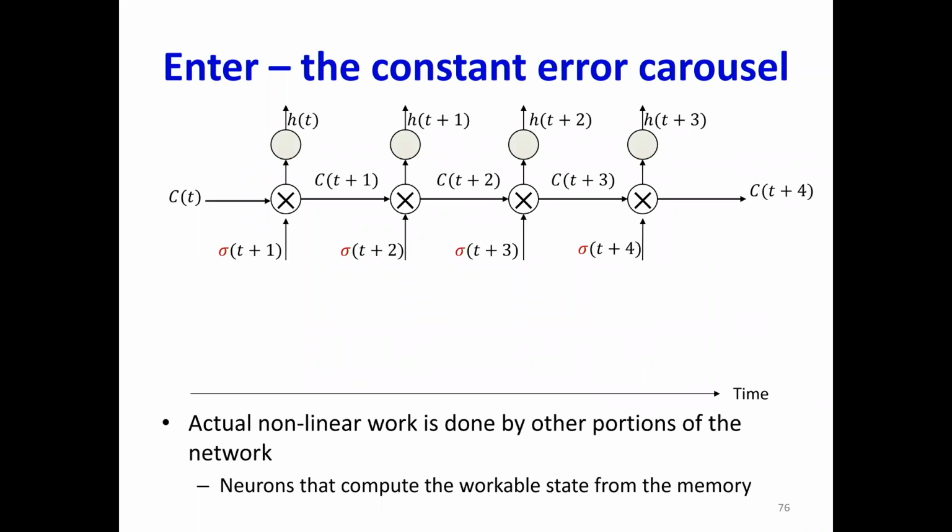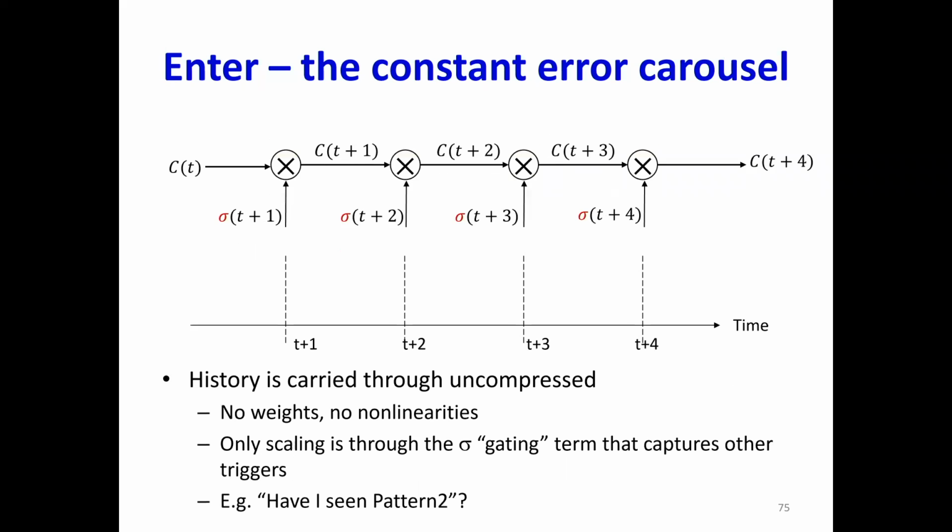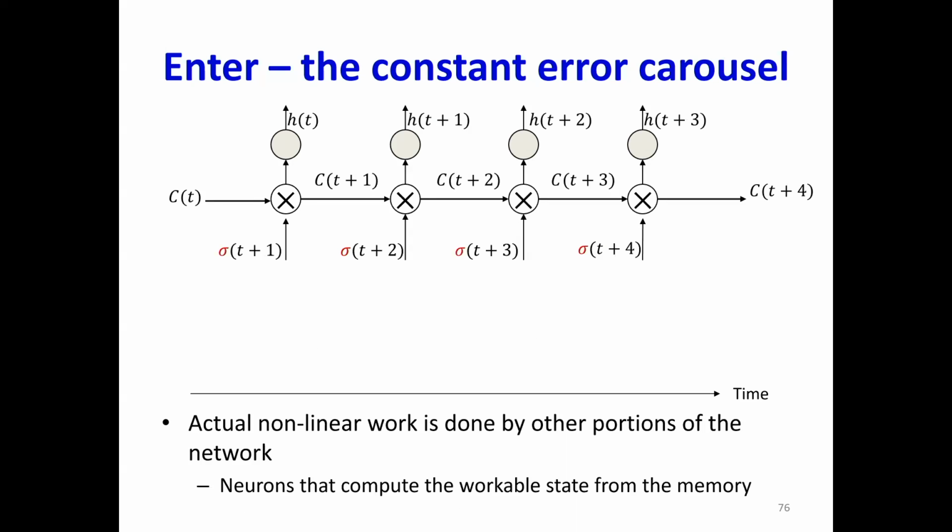But then we need non-linearities. So how do we deal with non-linearities? The non-linear portion of the work is done by something else. The actual non-linear work is done by other portions of the network. The C can go into some activation function that gives you the non-linearly transformed hidden state. So this block is the constant error carousel. This is a term that you're going to run into.